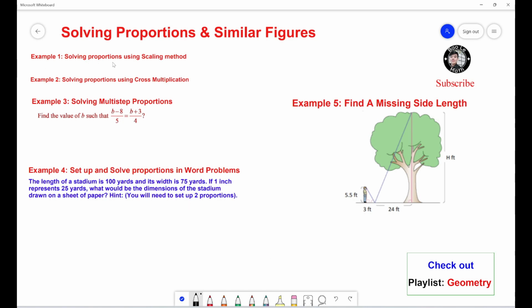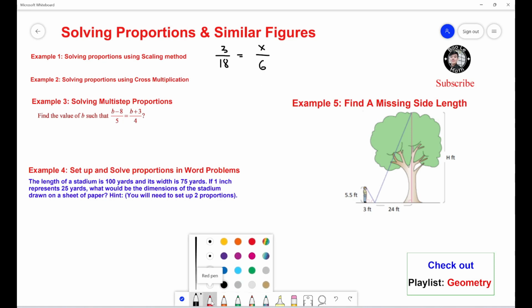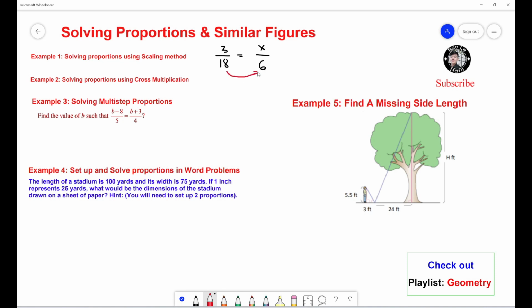Example number 1, solving proportions using the scaling method. For example, 3 over 18 equals s over 6. In order to get 6 from 18, we need to divide by 3. And then we do the similar thing on the top right here. Divide by 3. So s equals 1. This is called the scaling method.